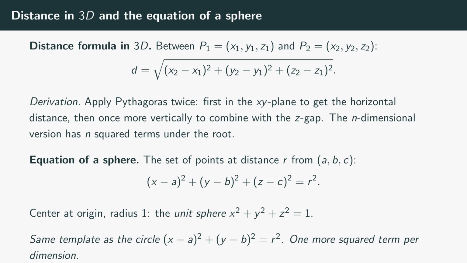The same logic works in any number of dimensions. In n-dimensional space, the distance between 2 points is the square root of the sum of n squared coordinate differences. Pythagoras was generous, it generalizes for free.